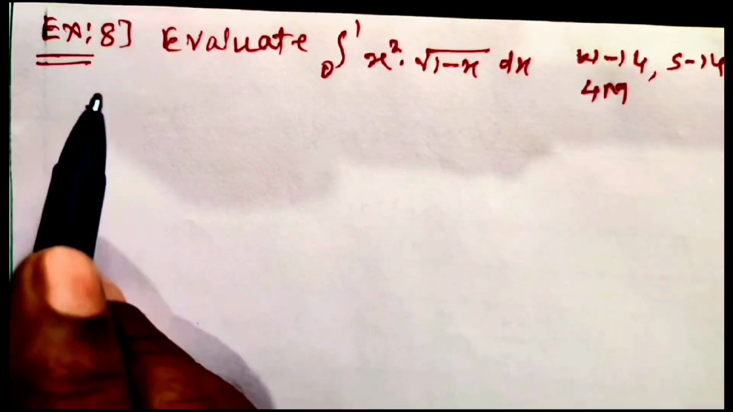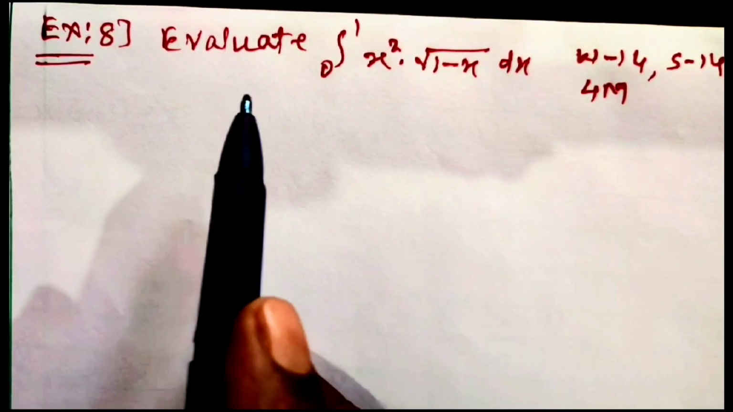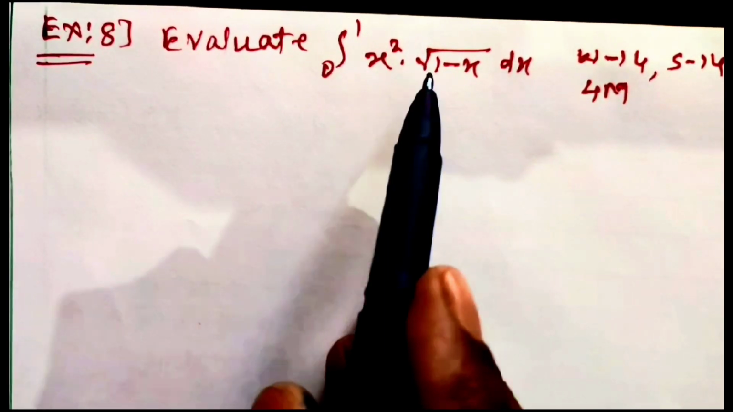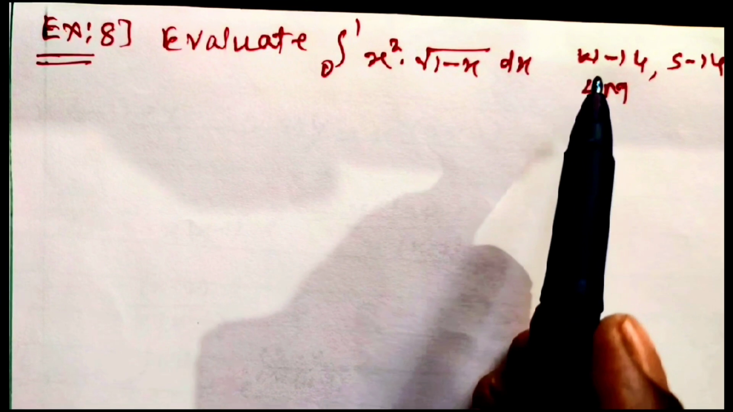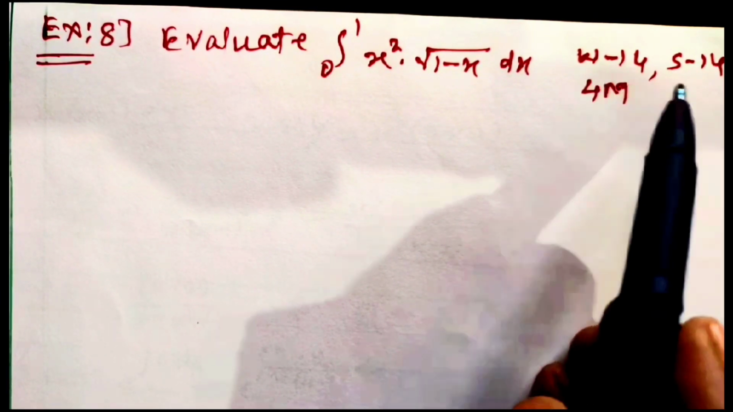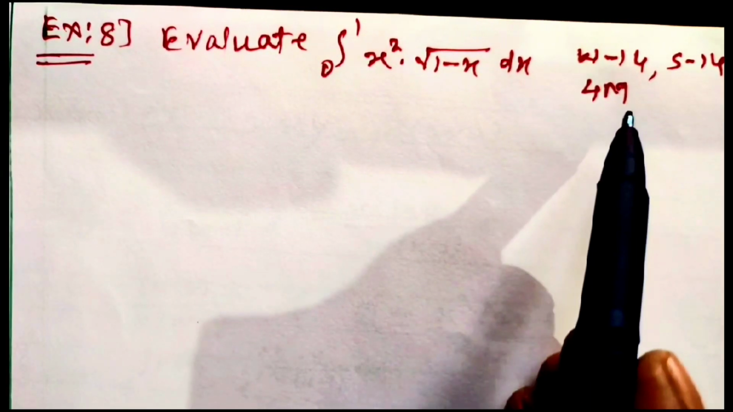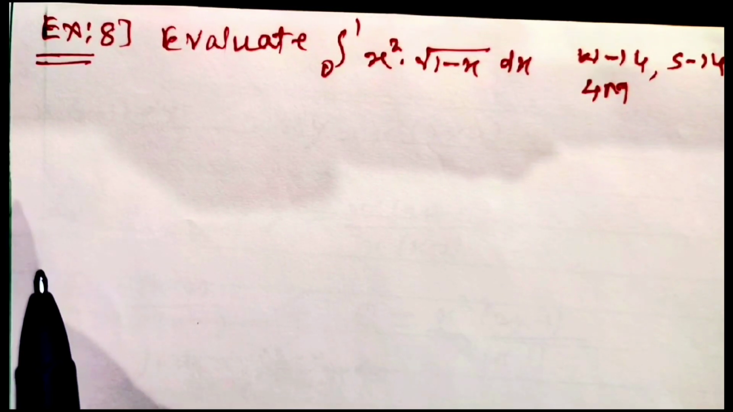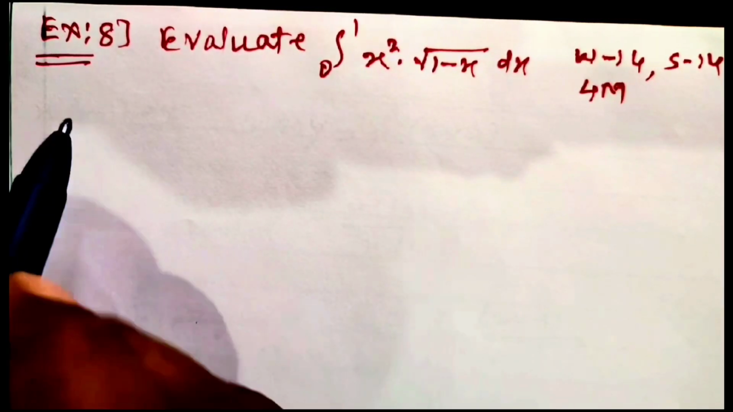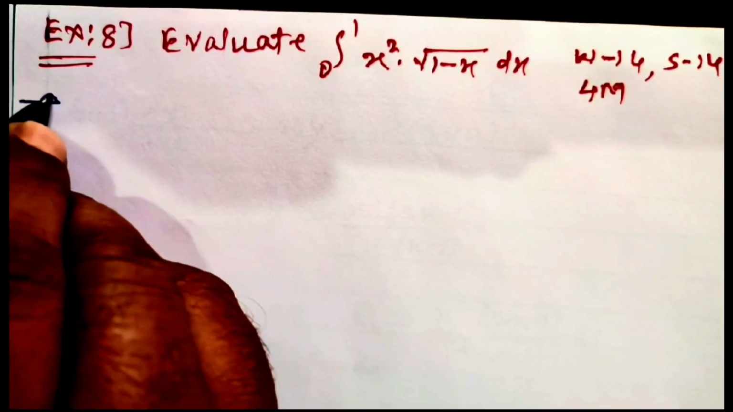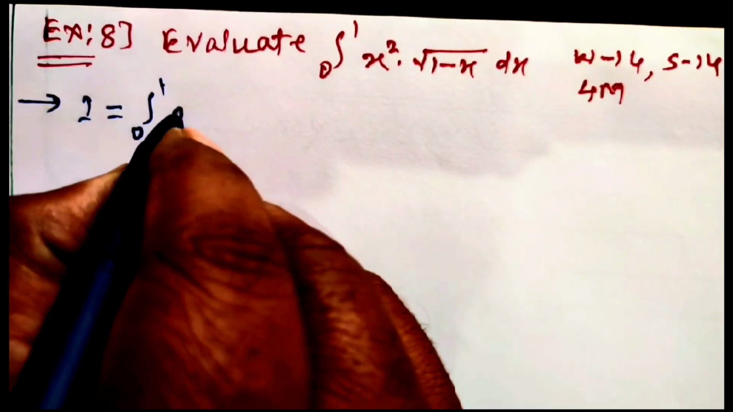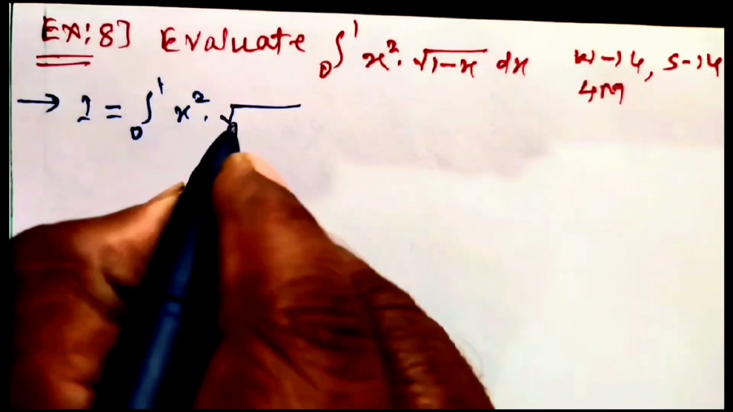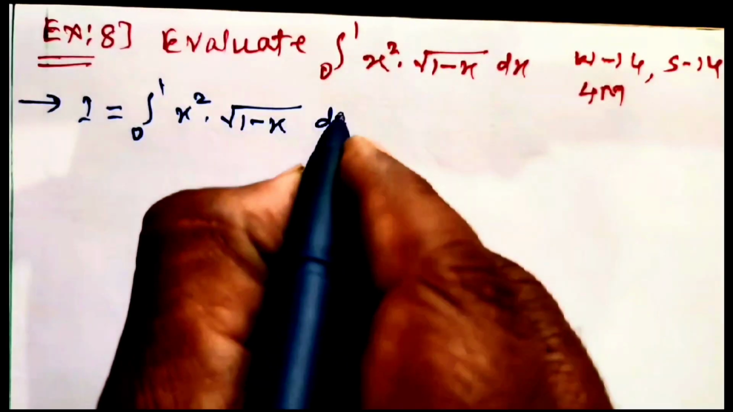Let us solve the next sum. Example number 8. Evaluate integral from 0 to 1 of x square into square root of 1 minus x with respect to x. This sum appeared in winter 2014 and summer 2014 for 4 marks. Here also we have to use the substitution method. So first of all, consider the given integral I is equal to integral from 0 to 1 of x square into square root of 1 minus x with respect to x.